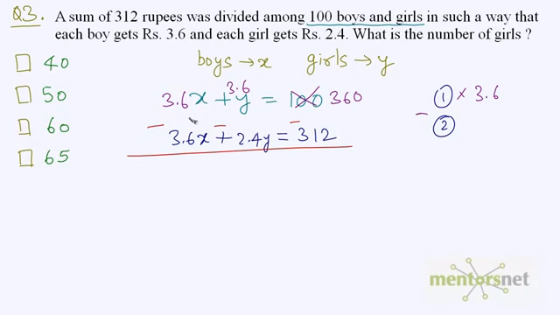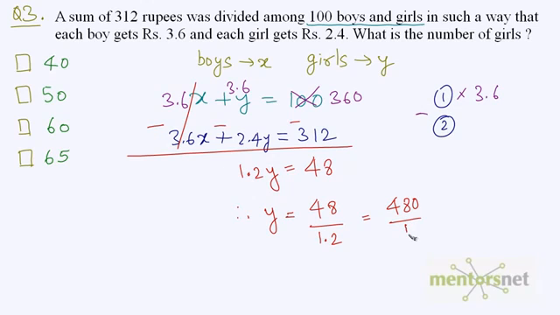So 3.6x minus 3.6x is 0. 3.6y minus 2.4y is 1.2y, and this is equal to 360 minus 312, which is 48. Therefore y is equal to 48 by 1.2. This is equal to 480 by 12, and this is equal to 40. So the answer is option A.